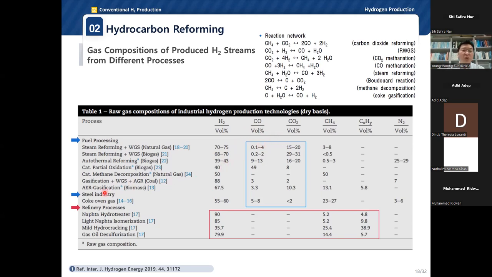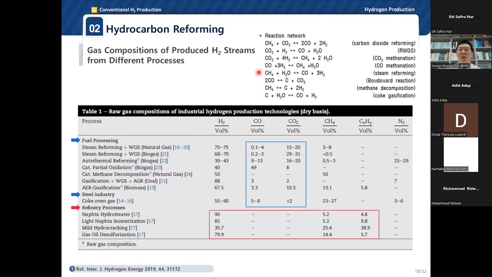Also look at group two, the steel industry, coke oven gas. If that is the resource from the steel industry, that is used for the steam reforming. And then you can see a larger amount of the CO is produced by the reaction. Because why? Because look at these eight reactions. Those reactions occur in the reforming processes. So probably look at number 5 here, methane and water to CO and 3H2. That is the steam methane reforming.